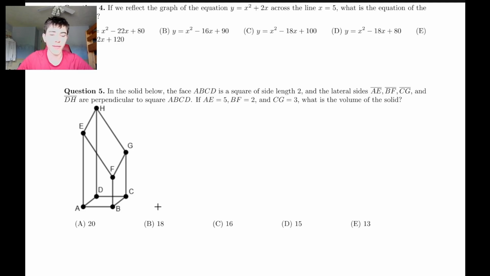Okay, question 5. This is an interesting question. There are multiple ways to do it. The way that a lot of people did this question was they labeled all the sides. So ABCD is a square of side length 2. So we're going to label those sides.